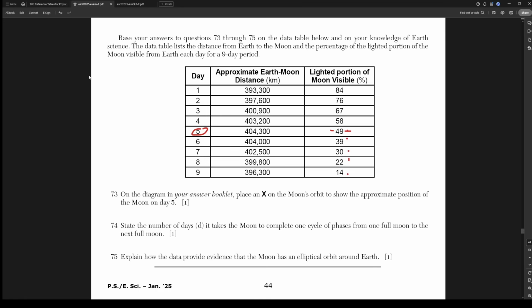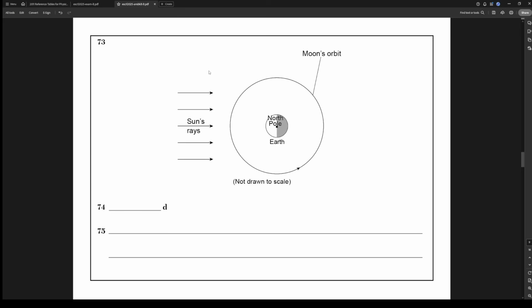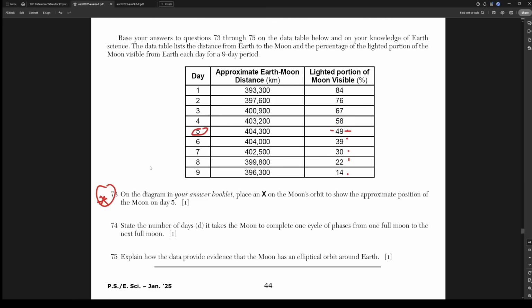That is tricky. This is hard. 73 was a tricky question. So third quarter moon, if new moon is here and we're going this way, 3/4 of the way around, your X should be here. Yeah, that one was hard.